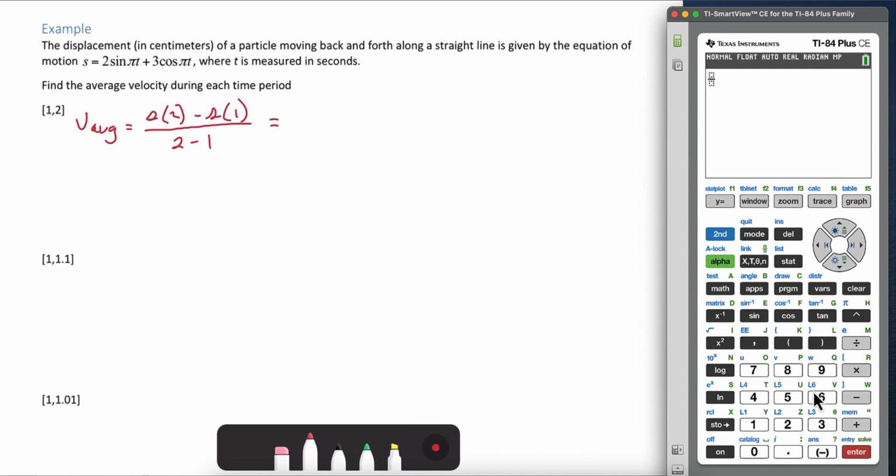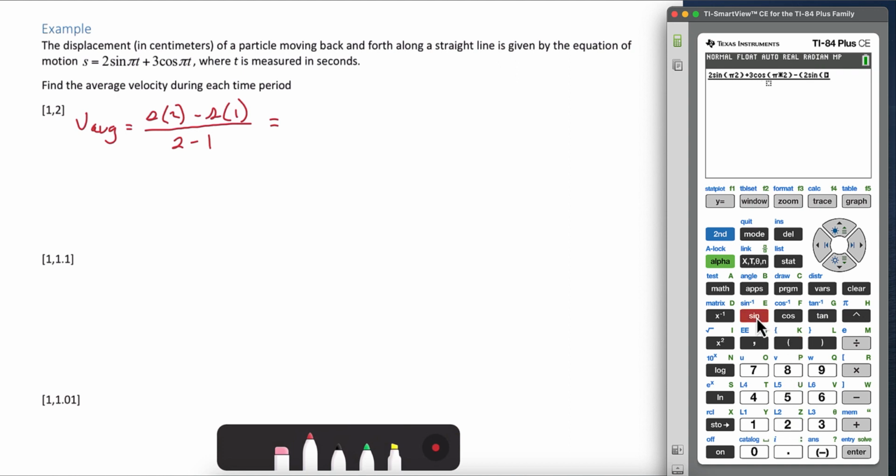In the numerator, we have 2 sine of pi times t, which in this case is 2, plus 3 cosine of pi times t, again is 2, minus s of 1. Since s of 1 is being subtracted, I'm going to have a second set of parentheses so that we make sure we include both terms.